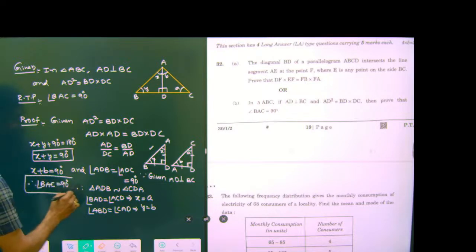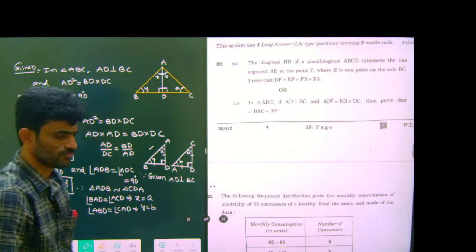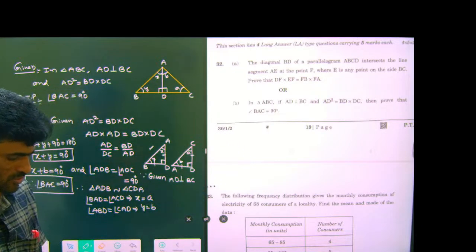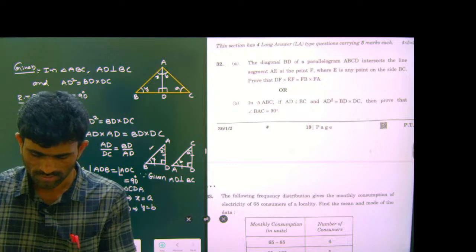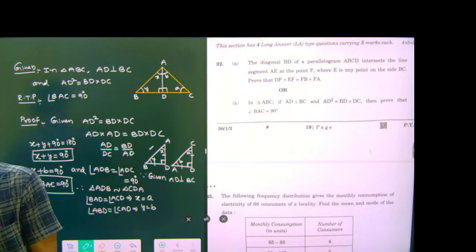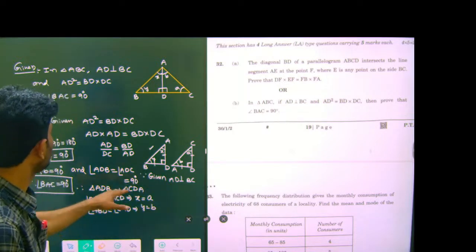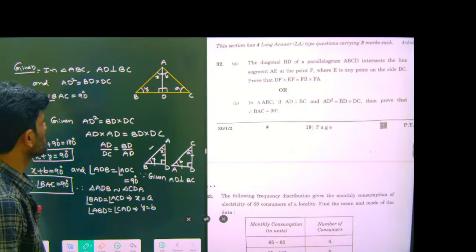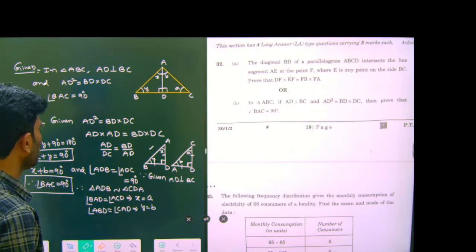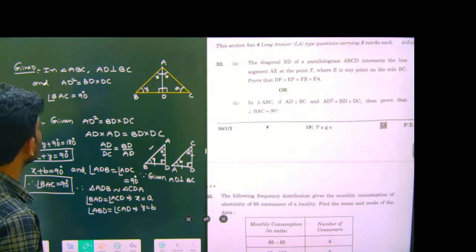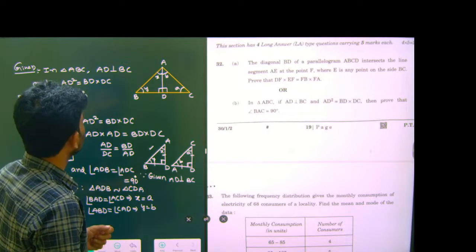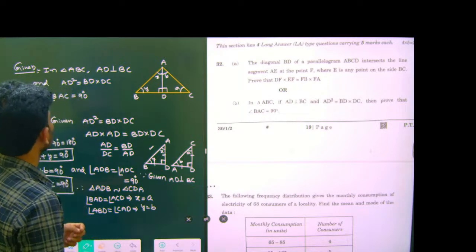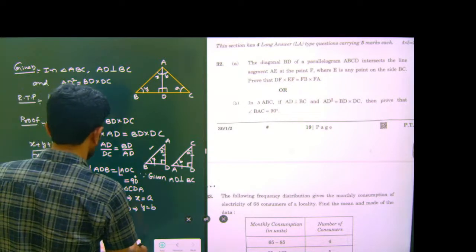If you observe, the first question related to Pythagoras theorem and similarity criterions was easy, comparatively the second question. Hope you understood this. There is another method also, that is by using Pythagoras theorem. This was by similarity criterions. If you want by Pythagoras theorem, we can do like this.